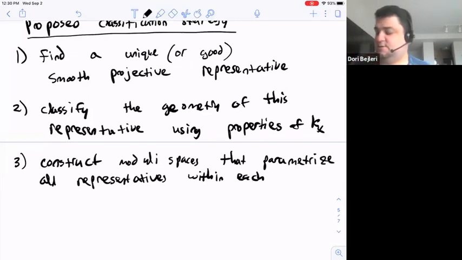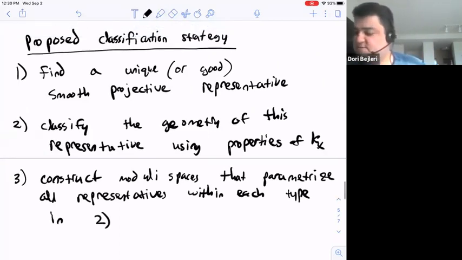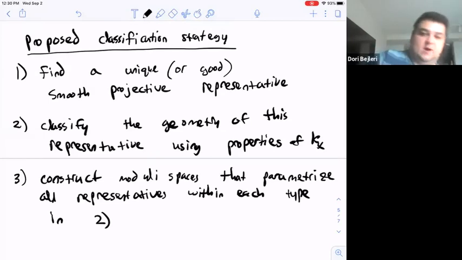Sorry, and here I should say I used class in 2 different ways. I really mean within each property of the canonical bundle. Okay, so that's our rough classification strategy that we want to extend to higher dimensions. Any questions here?